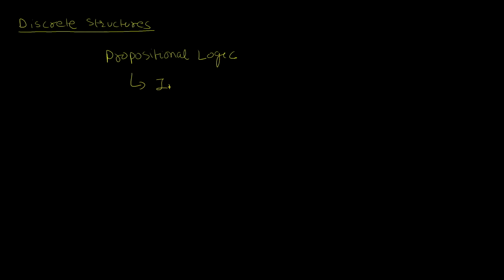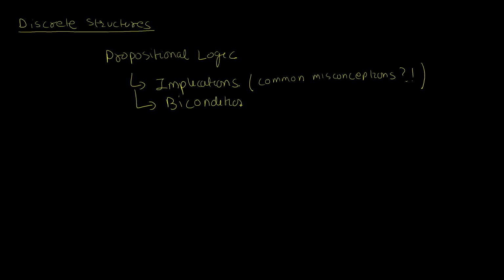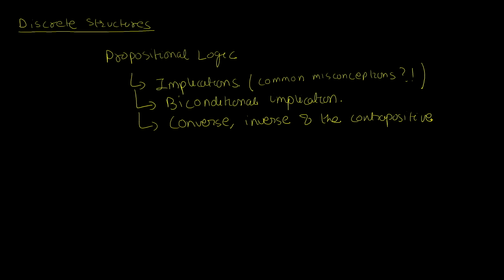We'll resume here with a look at implications, and we'll look at common accidents and fallacies that we make on implications. Next, we'll have a look at the biconditional implication. We'll then follow that up with three derivatives from implications, and these are converses, inverses, and contrapositives. And then we'll close the segment with a look into a very important topic, and that is about the applications of propositional calculus.